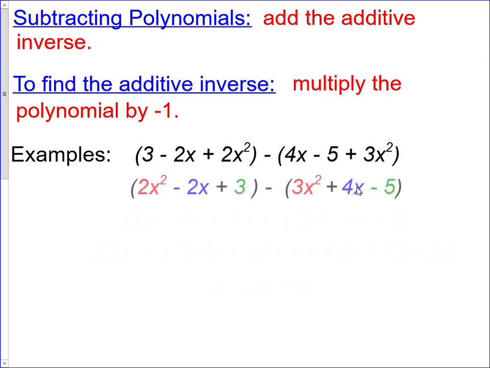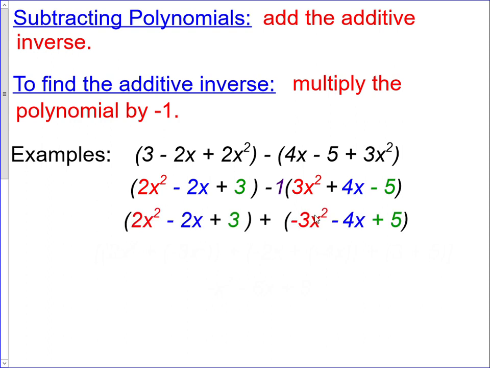Let's go ahead and identify some like terms. So we have 2x squared and 3x squared. We have negative 2x and a positive 4x, and we have a 3 and a negative 5. We need to find the additive inverse of the second one, so we need to multiply by -1. When we do that, we're going to end up with a negative 3x squared, a negative 4x, and a positive 5. Since this is the additive inverse of the original form, now we're going to add it to the first polynomial. So let's go ahead and group these.